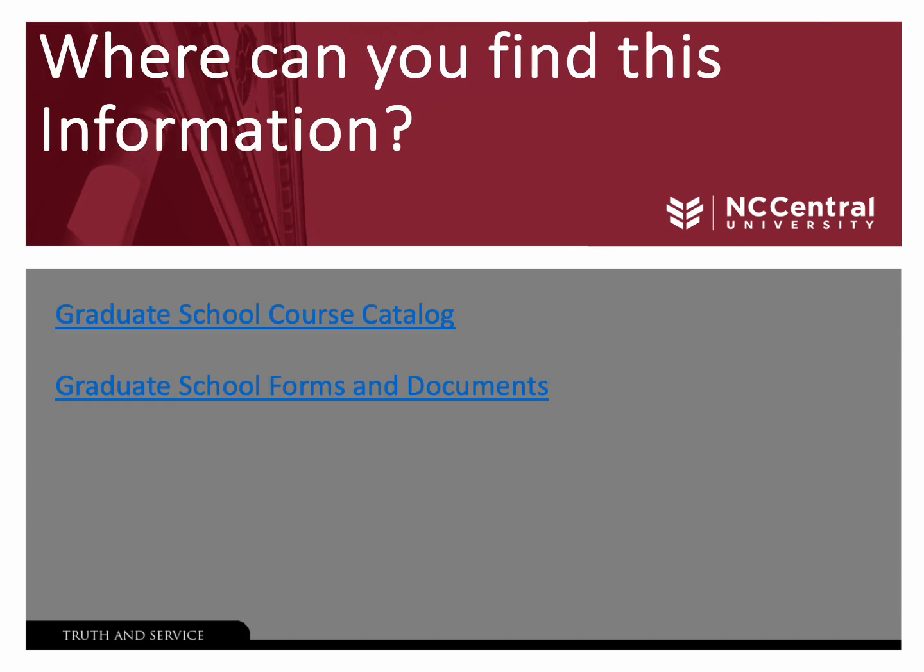Where can you find this information? You can find detailed information about these policies and procedures in the graduate school course catalog or graduate student handbook. And to find the forms needed for some of the procedures, you need to visit the graduate school forms and documents website.